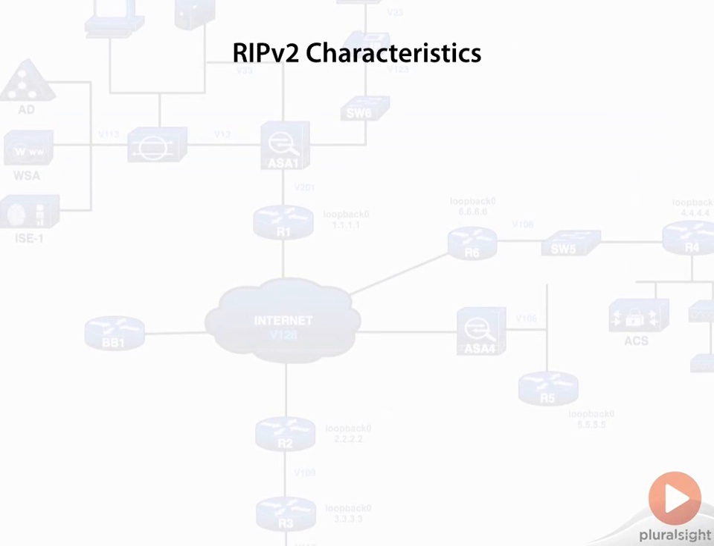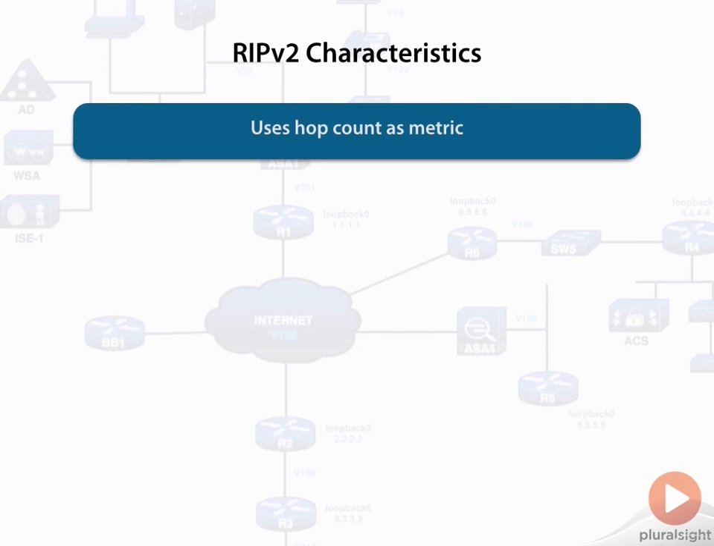Let's look at the characteristics now of RIP version 2. So first of all, RIP version 2 uses a hop count as its metric. So the further away a device is, the more hops away that device is. And a hop is a layer 3 device in the path, or a router would be another way to look at it. So we have a limit in the number of hops, whereas if we go too many hops, then that route would no longer be reachable.